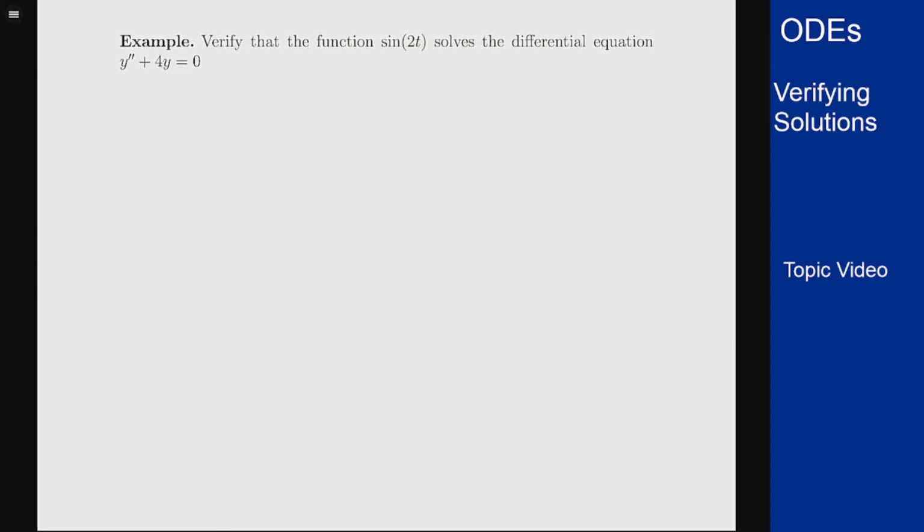I want to verify that the function y of t equals sine of 2t solves the differential equation y double prime plus 4y equals 0. Now I don't need to come up with a solution somewhere. I'm given a function and I want to see if it solves the differential equation. As a quick check from before, how would you classify this differential equation? Is it linear or nonlinear? And what is the order of it? So this is a second order linear equation.